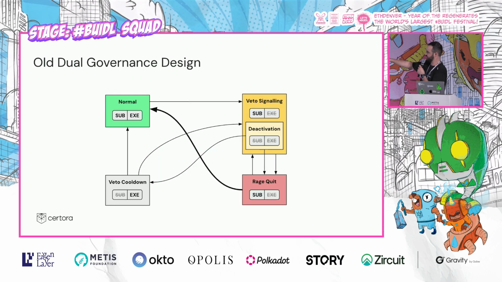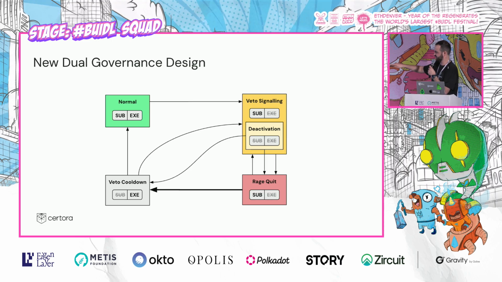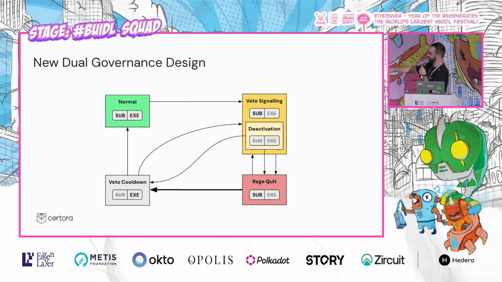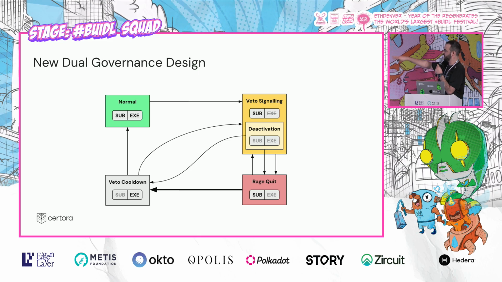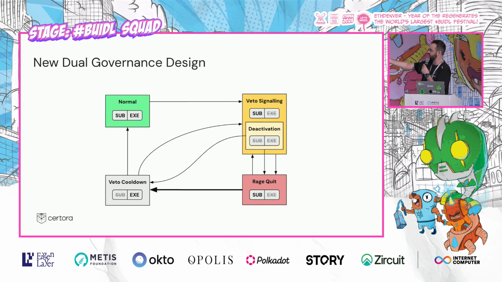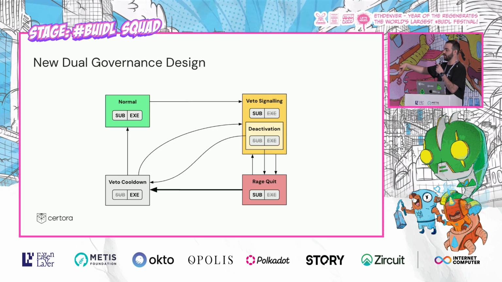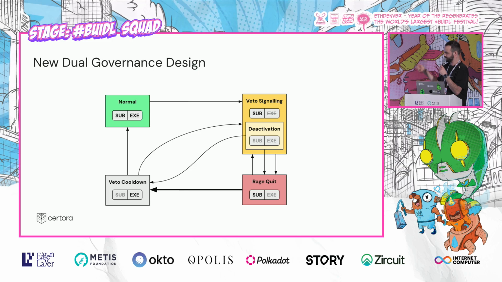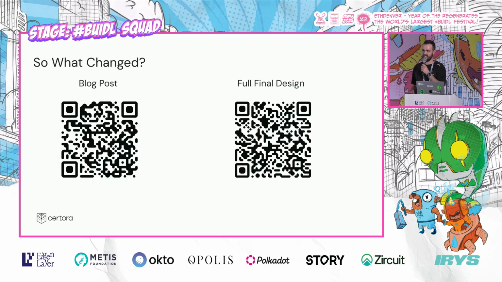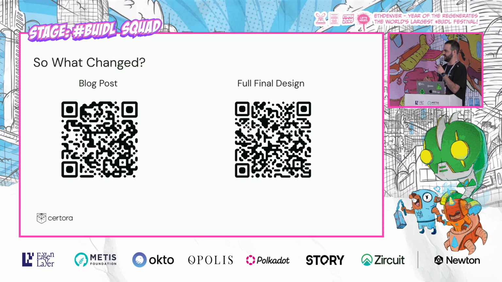This is the initial design, and the new design is this design, which means that now, if we are completely in a row of veto signaling and rage quit states, with non-execution, we are forced either to wait a year and then we can execute through the tiebreaker committee, or we are forced to move to the veto cooldown, and once we're in the veto cooldown, we can execute again. Great. Everything is solved. I have a blog post about this design review on our website.